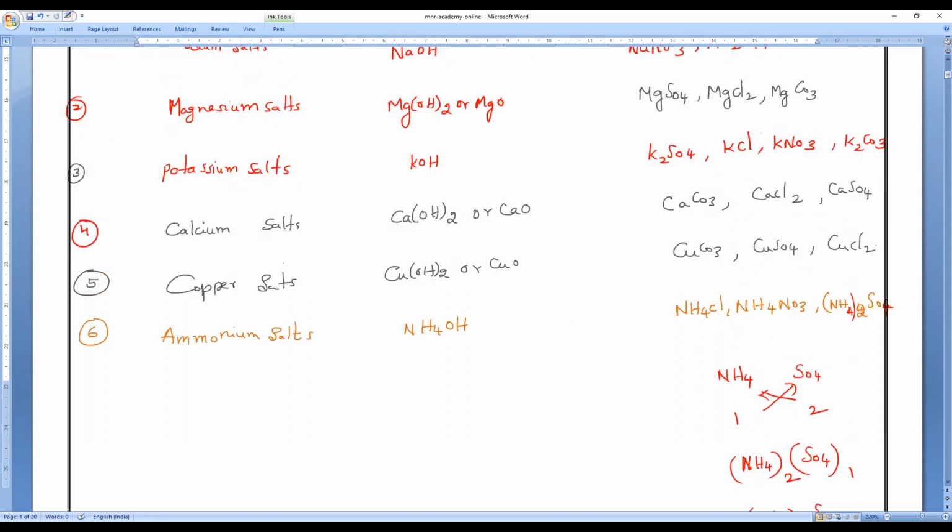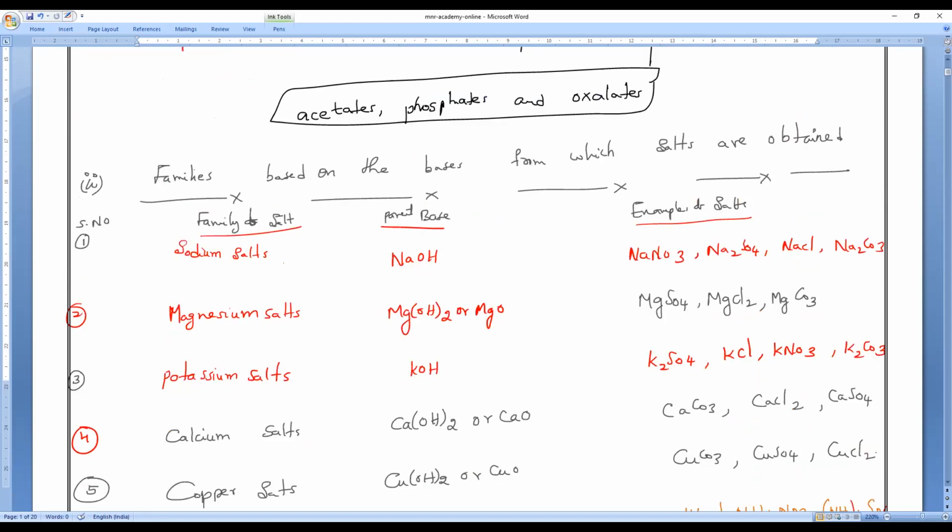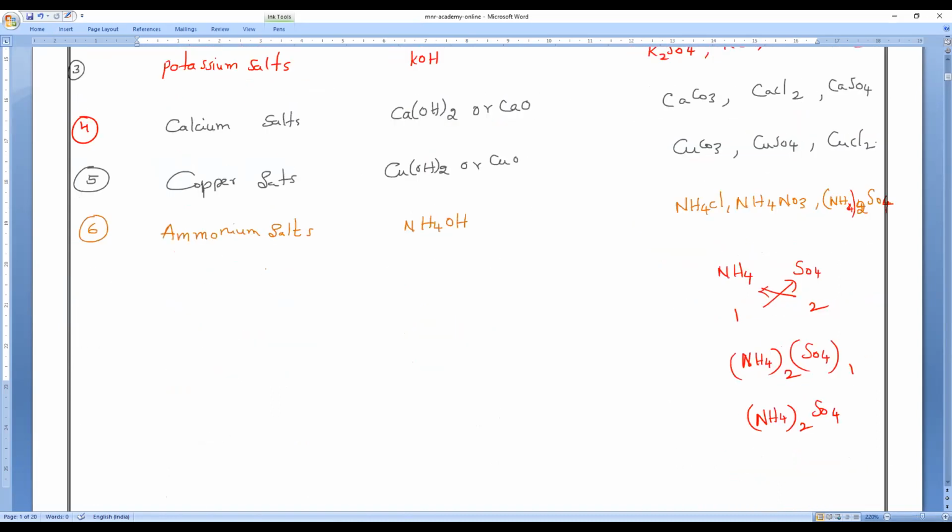That's all. Do you understand now classification of salts? That is what families of salts based upon the acid and based upon the bases. Any doubt, guys? Anybody? Yes, please. Completed. Yes, sir. Next, common salts.